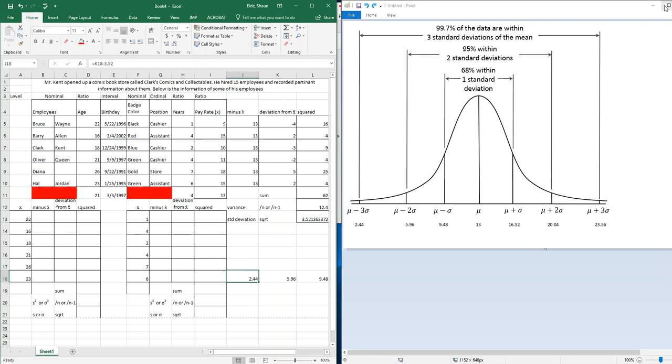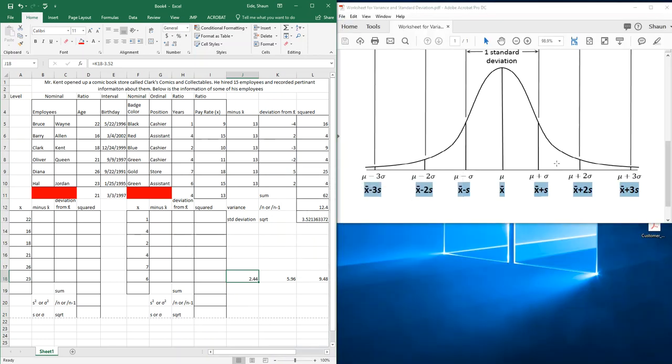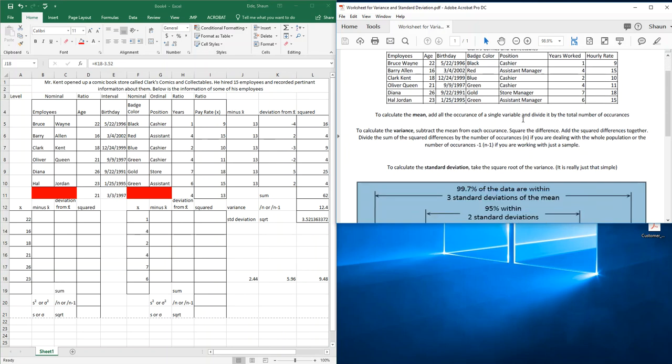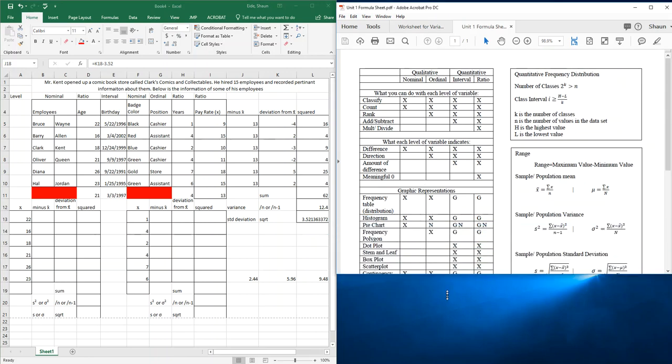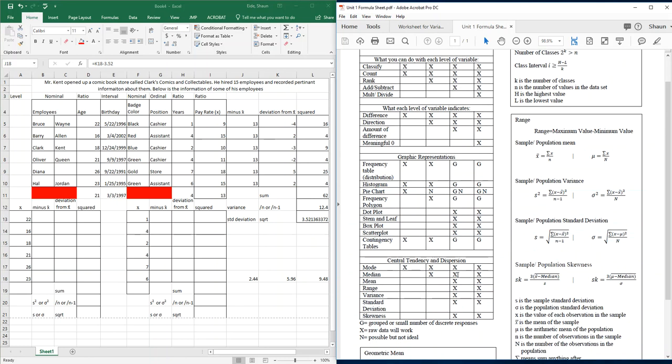Also, another way to do it, if you prefer to work it out as an equation, is on your equation sheet. Let me pull up the equation sheet really quick. Okay, on the formula sheet, I have the sample and population variance. If you wanted to, you could do the formula as such. Let me show you how to do this really quick. I'm going to go into Word.